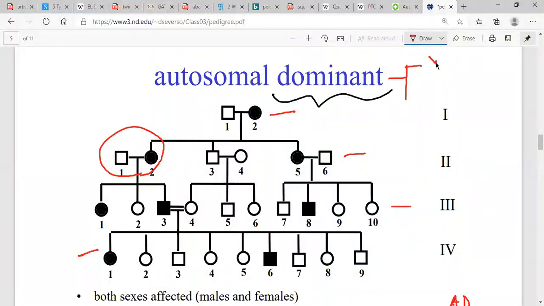Now there could be 3 possibilities: Y-linked dominant, X-linked dominant, and autosomal dominant. It cannot be Y-linked dominant, because in Y-linked dominant all males are affected, so cross that out. So either it could be X-linked dominant or it could be autosomal dominant.